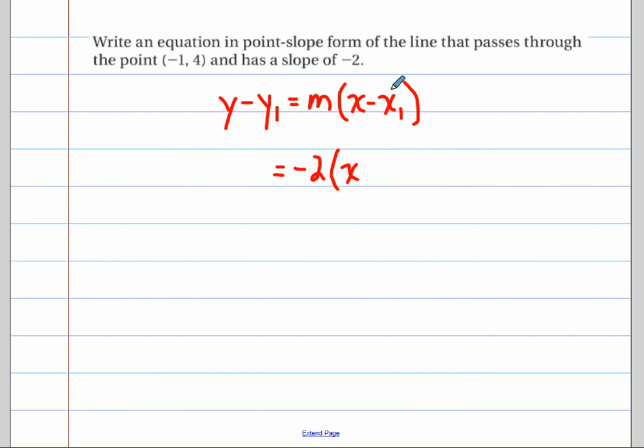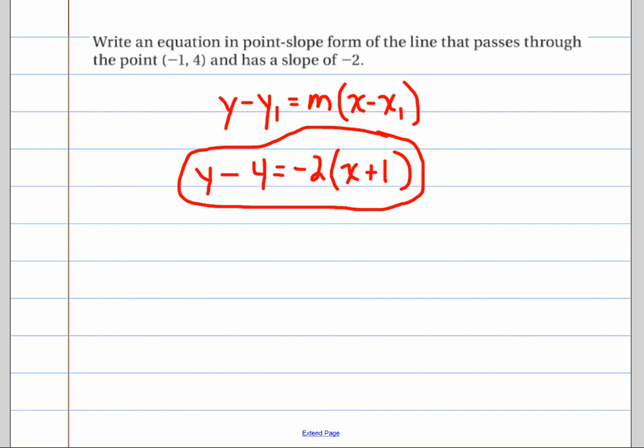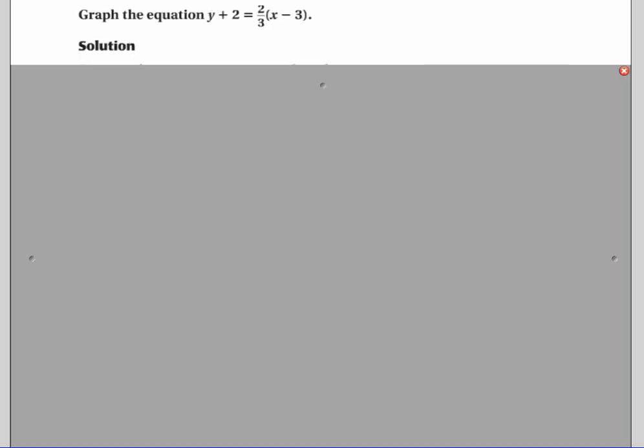Because in the formula it says minus x1, it would technically be minus -1, but I'm just going to simplify the minus negative and make that into a positive sign because a negative negative equals a positive. So plus 1. And then on this side I have y minus, my y value in this case is 4, so I'm just going to do y minus 4. And that's it. That's the equation of my line in point-slope form. It's easy as that. All right, let's look at another example.